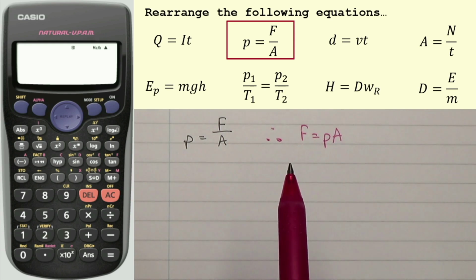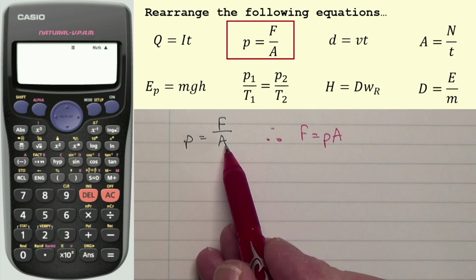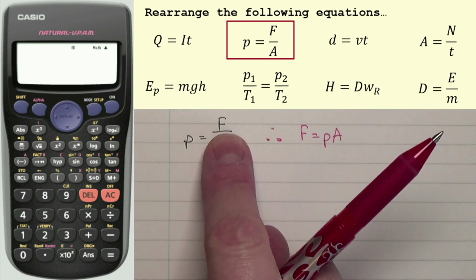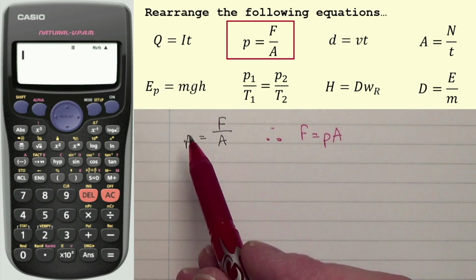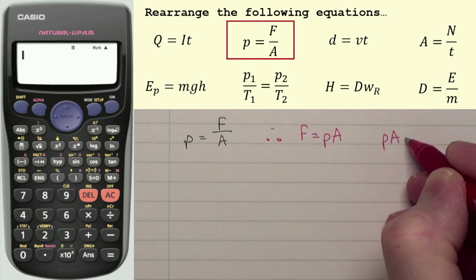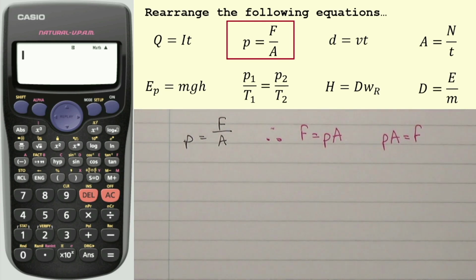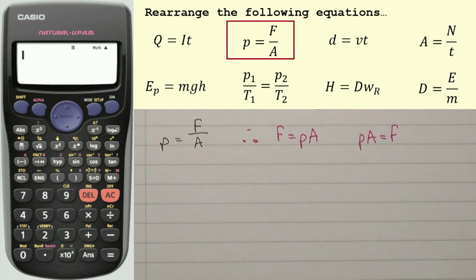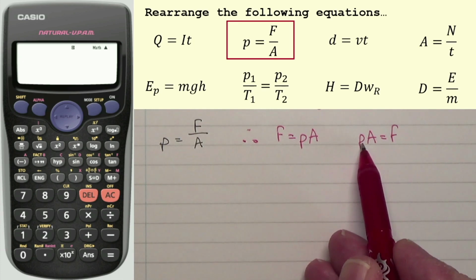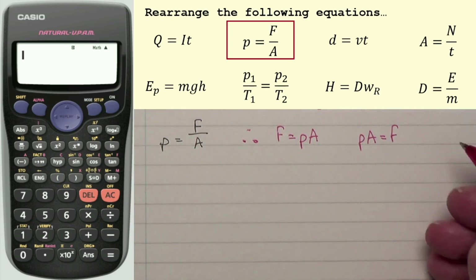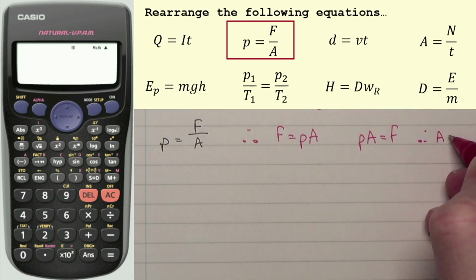Now if I wanted to make A the subject of the equation, the way I'm going to do it is I'm actually going to multiply both sides by A. So multiplying the right hand side by A will just give me F. Multiplying the left hand side by A will give me PA. So PA is equal to F. Now if I want to have A as the subject of the equation, I'll move this over a little bit. At the moment it's being multiplied by P, so I'll divide that side by P. I'll need to also divide the F by P, and that gives me, therefore, A is equal to F over P.